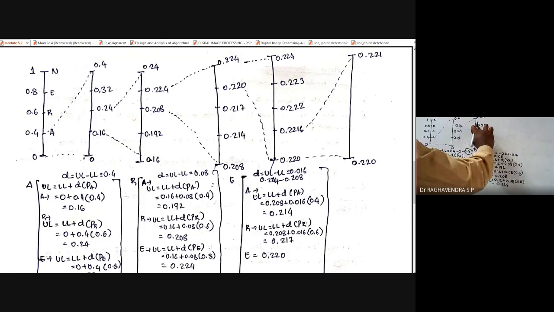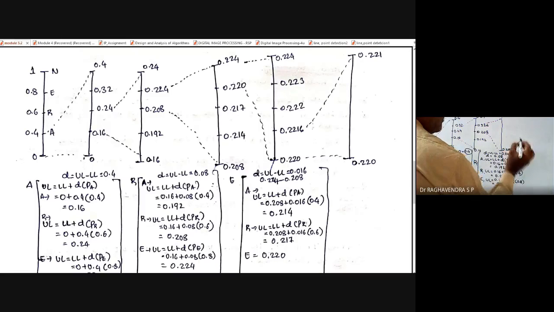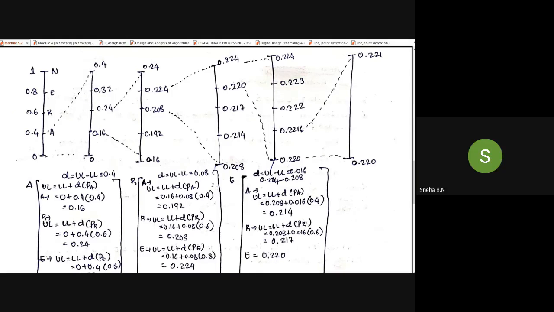Okay. So means we have to expand this. We have to code this. So what is the lower limit and what is the upper limit? What is the lower limit? 0.208 is the lower limit. What is the upper limit? 0.224. Okay. Now once again, same process we have to repeat.